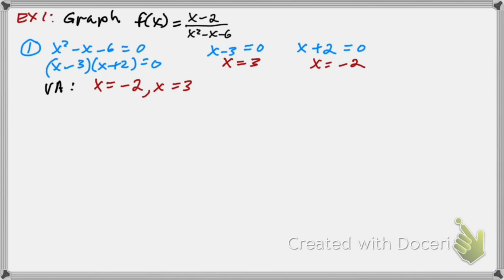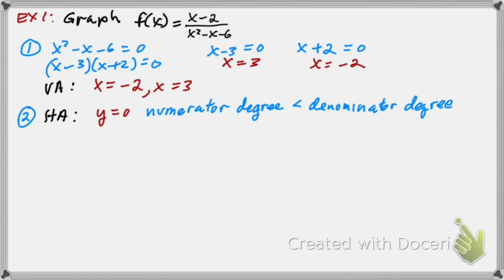Now the degree of the numerator is less than the degree of the denominator. So what does that tell me? It tells me that for horizontal asymptotes, I've got one at the x-axis. In other words, y equals 0. And again, it's because the numerator's degree was smaller than the denominator's degree.